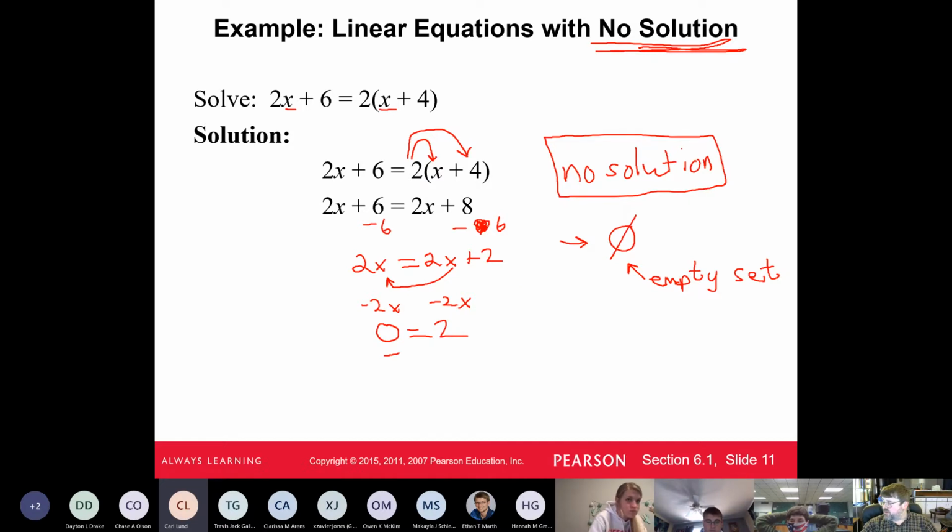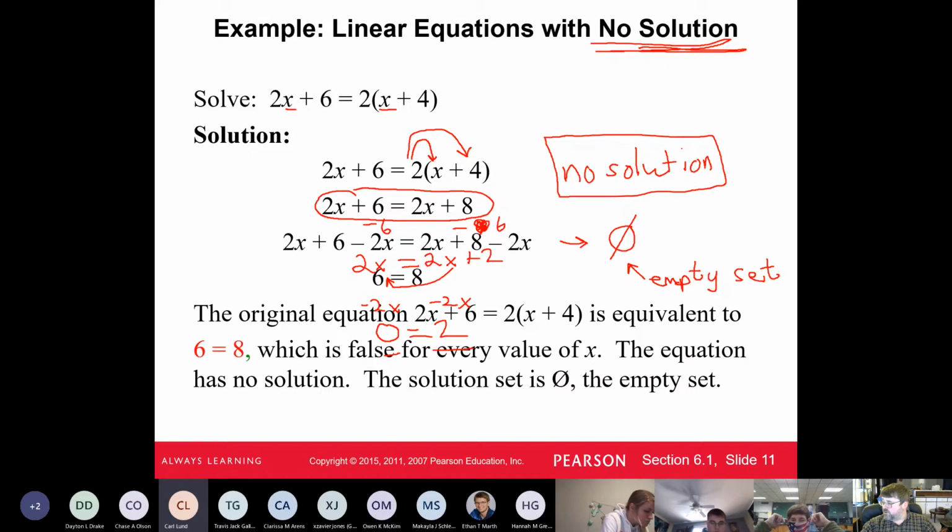If for your answer you have a number equals another number, that is your clue. And you can tell that as easily as here. If you have a variable plus a number equals the same variable plus another number, and there's nothing else there, right now you can tell there's no solution, because there's no way that 2 times something plus 6 would equal 2 times the same something plus 8. Just won't happen.